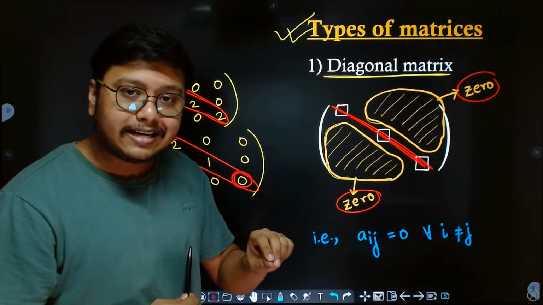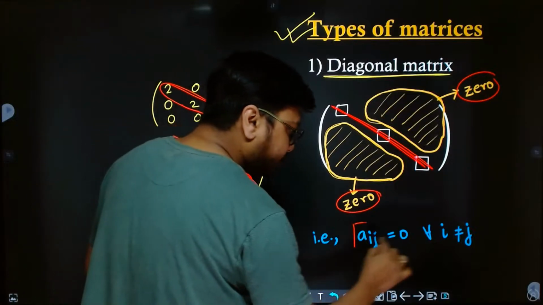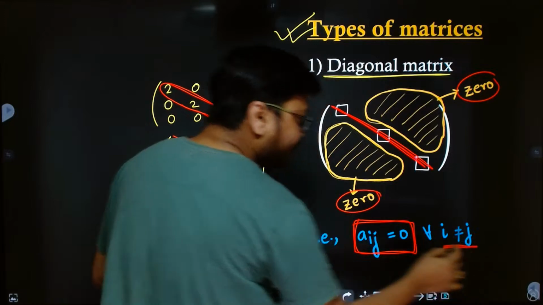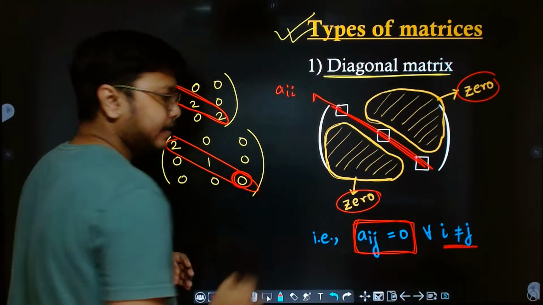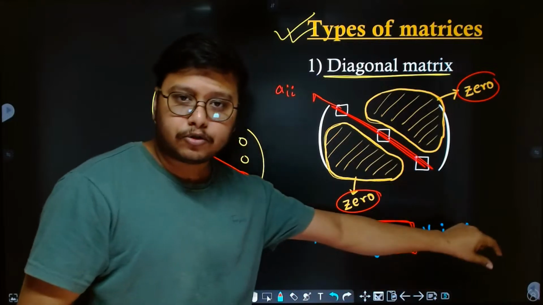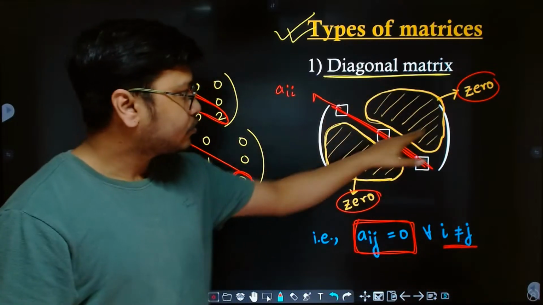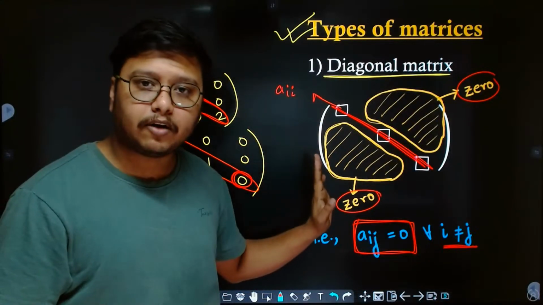So basically the identity matrix is a kind of diagonal matrix. You can represent it in this way, that all such elements are 0 where i not equals j. See, diagonal elements are generally represented by aii, right? Where i equals j, that symbolizes diagonal elements. So when i not equals j, we are talking about the remaining elements, they must be 0. This is the property of a diagonal matrix.